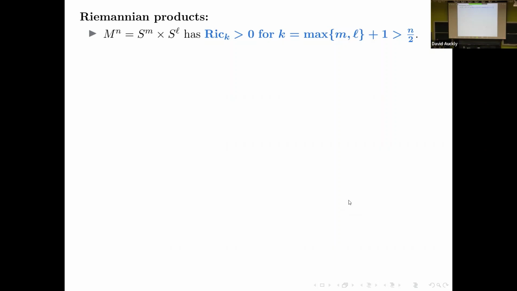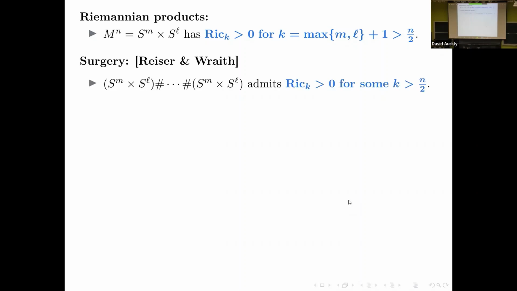So it's easy to see that if you take a vector in the S^M factor, you can fill out the S^L factor with an orthonormal basis. And the sectional curvature of this vector with all of these vectors is going to be 0. It's only when you throw in an L+1 vector in the first factor that you get your first positive sectional curvature. And you can do the opposite with S^L. So this has Ricci K positive for some value K strictly greater than the dimension of the manifold.